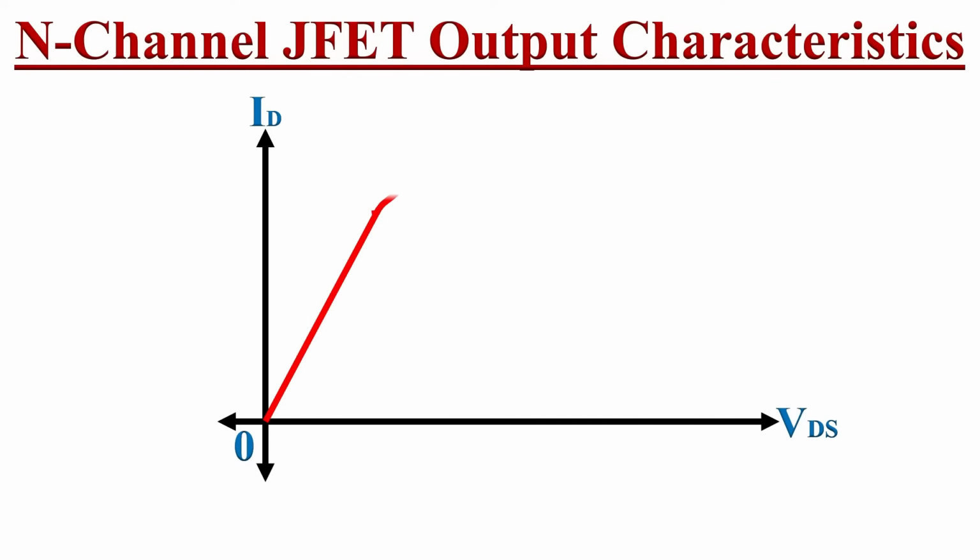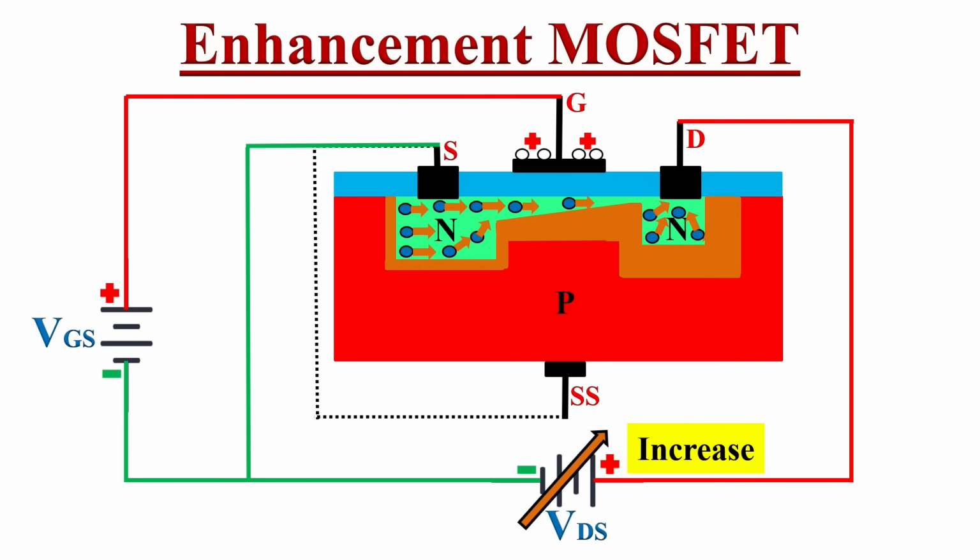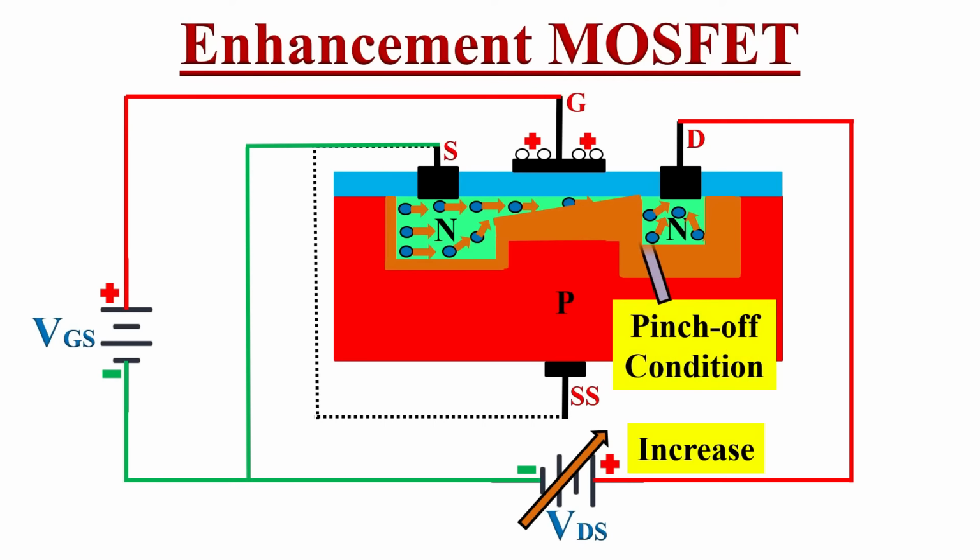This reduced current flow can be seen in this graph. Here the slope of the line changes and it becomes more and more horizontal. As we keep on increasing this voltage VDS, a point will be reached where the channel is completely pinched off. This is called the pinch off effect.